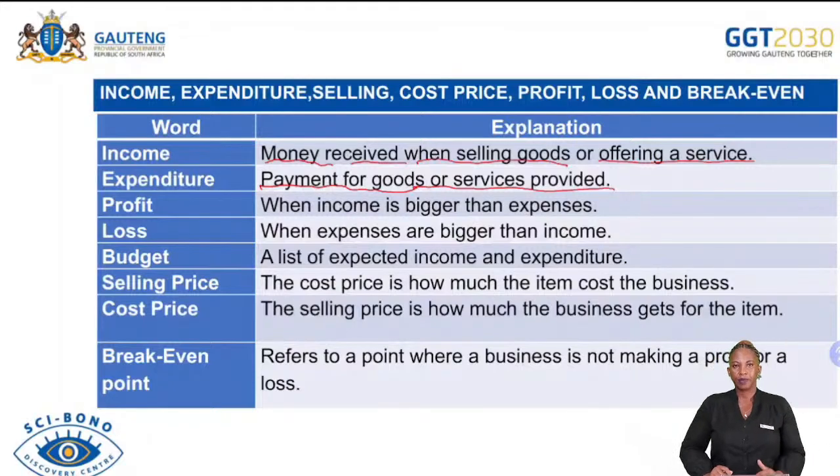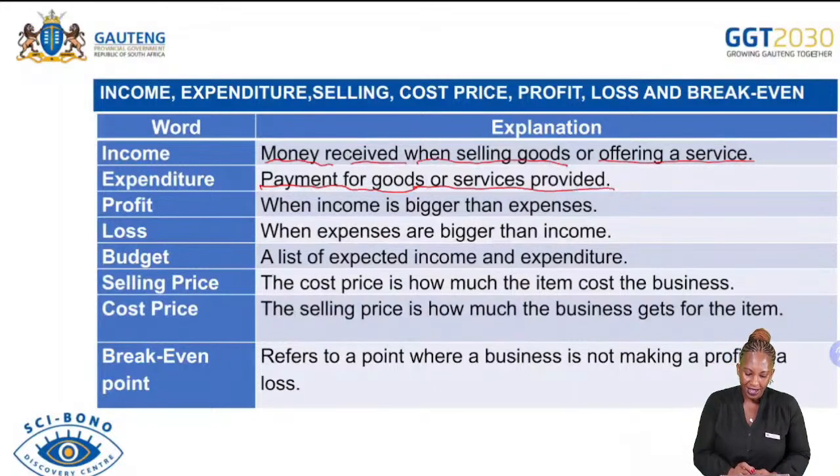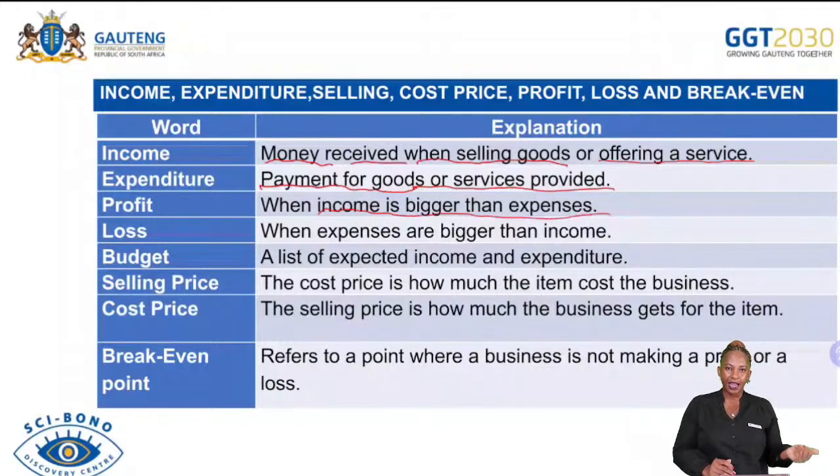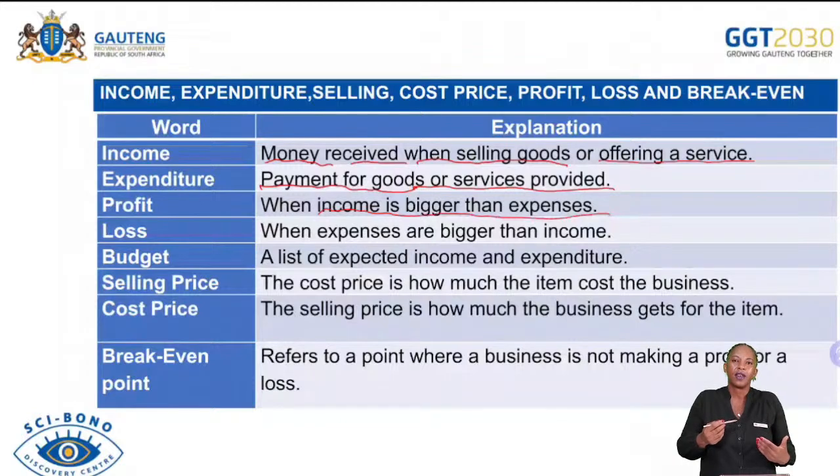Now, a profit. What are we referring to when we talk about a profit? A profit is when income is bigger than expenses. When an income is bigger than what? The expense. So when I bought this pen, I used how much? Maybe I bought this pen for 12 rand. And then when I sell it, I won't sell it for the very price that I bought it with. I must have a markup price. Then say maybe I will sell it for 25 rand.